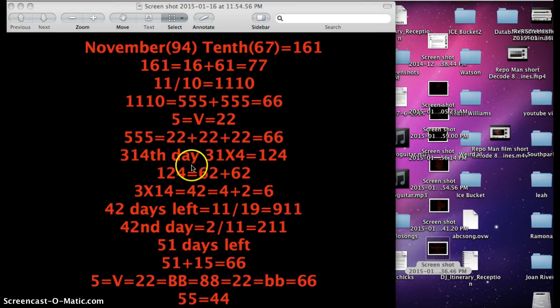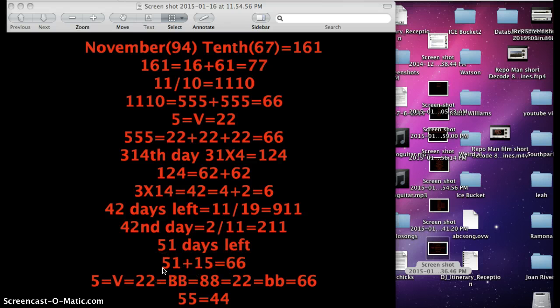Then I did 3 times 14, which makes 42. And so 4 plus 2 equals 6. Also, with 42 days left in the year is November 19th, which is 9/11. And the 42nd day of the year is February 11th, so that is 2/11. And 2/11 is the Europe 9/11. There's also 51 days left until the end of the year on November 10th, and 51 plus its mirror, 15, adds up to 66.